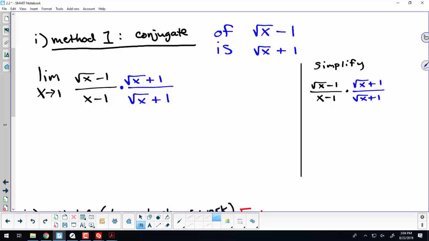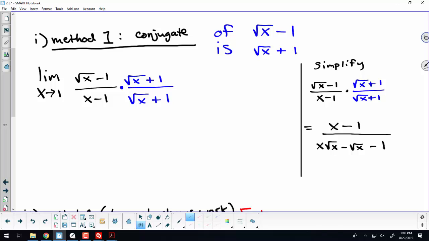All right. So what does the numerator turn into? X minus 1? What do y'all think? Yep. Okay. What about the bottom? X minus 1 times root x plus 1. What was it? Is that what you said? Yeah. All right.